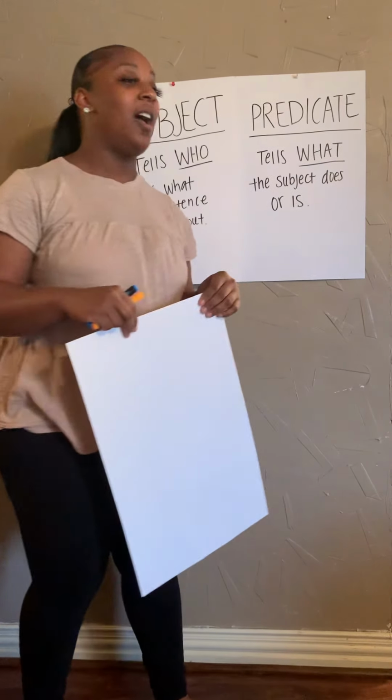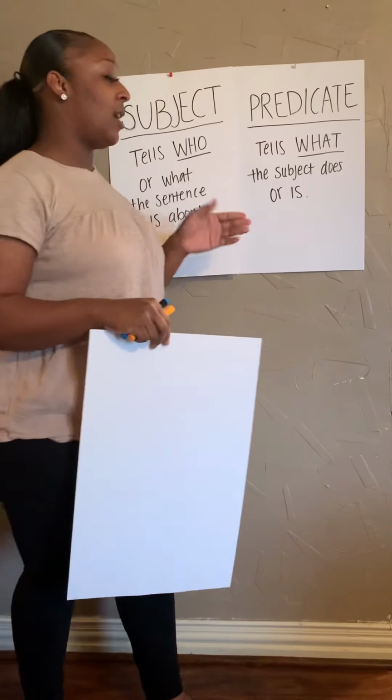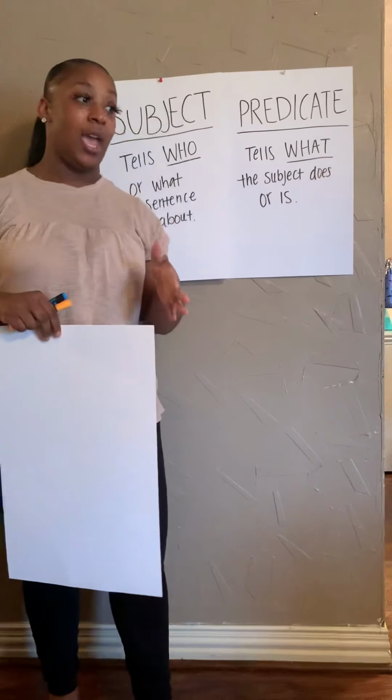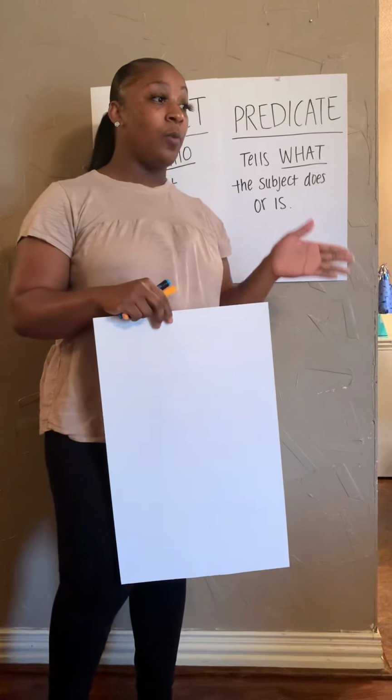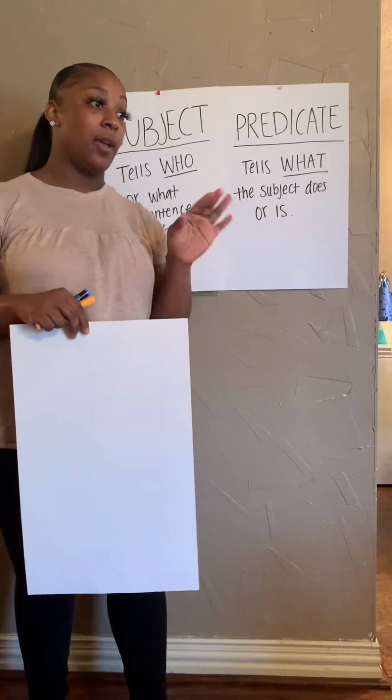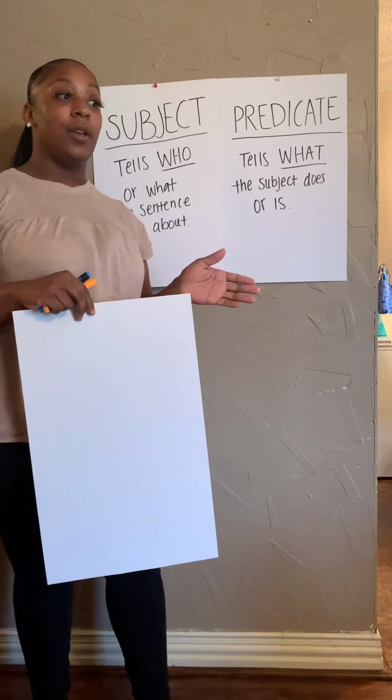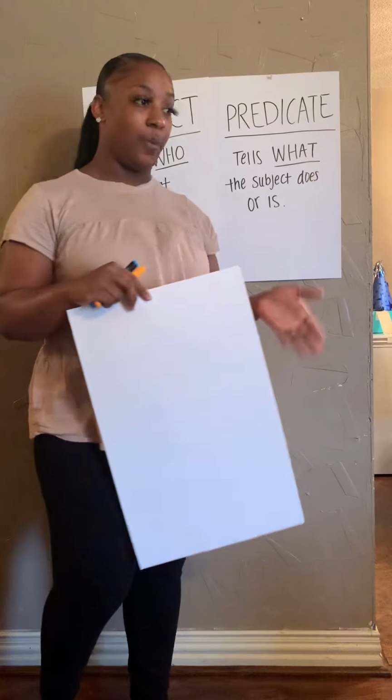That's good to hear. Okay, so today we're going to be talking about subject and predicate and how you find these two parts within a sentence. Whenever we write a sentence, we always write in complete sentences. And every complete sentence must have a subject and a predicate.